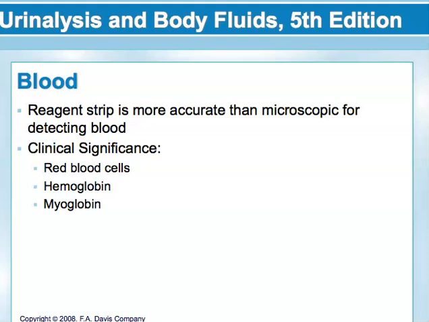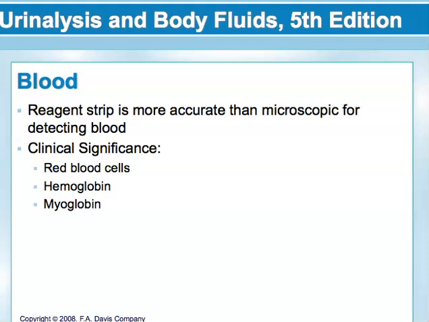So we talked about it a little in chapter 2, so you know that blood in large amounts can be seen macroscopically. Hematuria produces a cloudy pink to red urine, whereas hemoglobinuria will result in red but clear sample. Reagent strips are more accurate at detecting blood than a microscopic examination because the strips detect blood in much smaller amounts than are able to be seen with the naked eye.